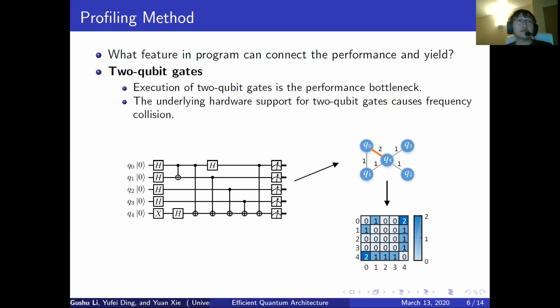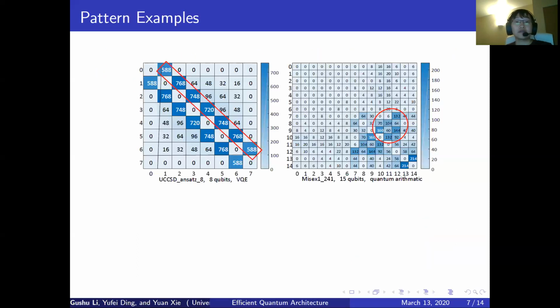But before getting to the hardware design flow, let me first introduce some profiling results of realistic quantum programs. Here we have the result for 2 different programs, and we can easily find that there is a strong pattern here. For the program on the left, the numbers of 2 qubit gates between qubits 0 and 1, 1 and 2, 2 and 3, and finally 6 and 7 are fairly large. However, the number of 2 qubit gates outside this 0 to 7 chain is very small.